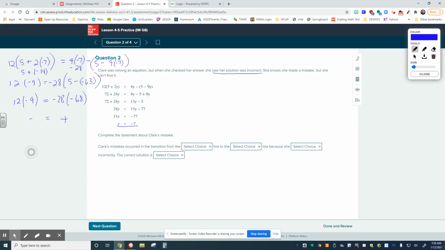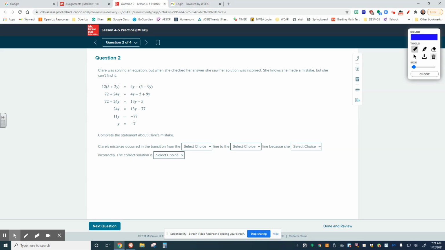And since it's pretty obvious that these two expressions can't be equal given the solution that she came up with, we need to find her error. This is how she knew that her answer was wrong, by looking at the final values here. She knew that these two expressions won't be equal to each other when y is negative 7.